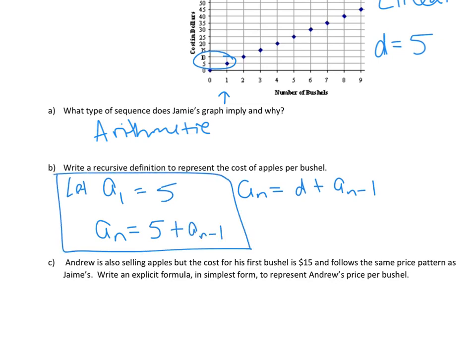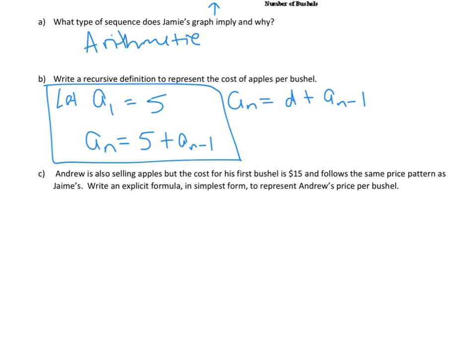And that's your recursive. Now, Andrew is also selling apples, but the cost for his first bushel is 15. So his A1 is 15. He follows the same price pattern, which means that his D value is still 5. They want you to write an explicit formula in simplest form to represent Andrew's price per bushel.